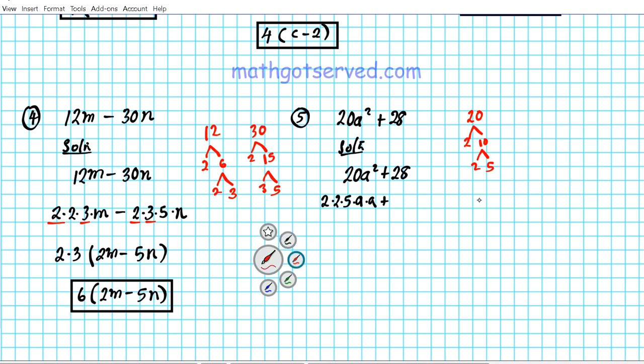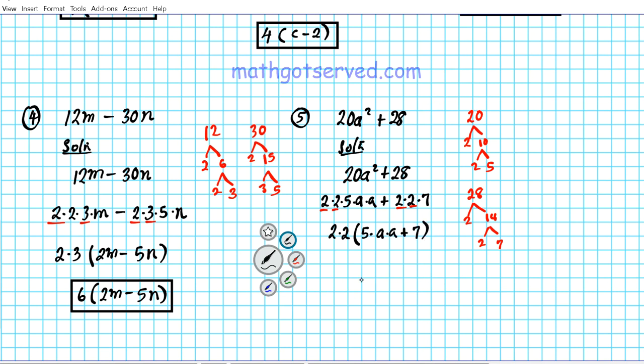Plus, let's break down 28. 2 goes into 28 14 times. 2 goes into 14 7 times. So 28 is going to be 2 times 2 times 7. All right, so what's common that we can extract? What is the greatest common factor? To the left and the right of the plus, we have a 2 and then a 2, and we have another 2 and another 2, and nothing else is common. So those common factors, we're going to factor them out. 2 times 2, and then we're going to be left with 5 times a plus 7.